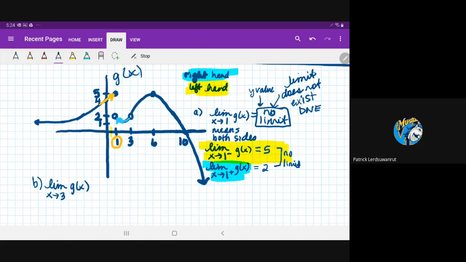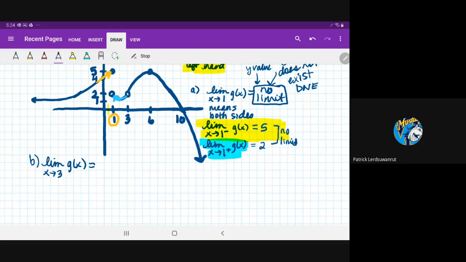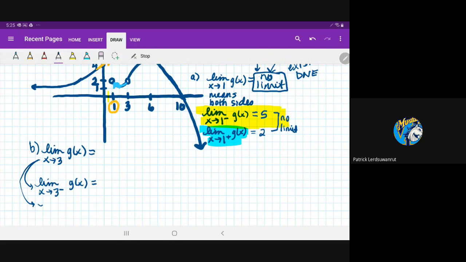Now, to really find this answer, I'm going to be looking at the two separate sides. I really want to find the limit as x approaches 3 from the left side. So this means check both sides. The one-sided limits are actually the next lesson, but I can't do two sides if I don't do individual sides. So for x equals 3, I want to check the left, and I want to check the right.